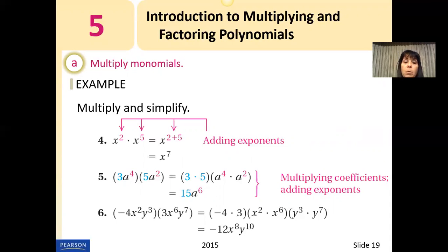In the second problem, number 5, we will take the 2 coefficients, 5 times 3, and get a 15, and then the 8 to the 4th times the 8 to the 2nd will become an 8 to the 6th when we add the exponents. Similarly, in number 6, you will take the 2 coefficients, -4 times 3, and get a -12, and then add the powers of x. 2 plus 6 gives you 8, and then the powers of y. 3 plus 7 gives you 10.